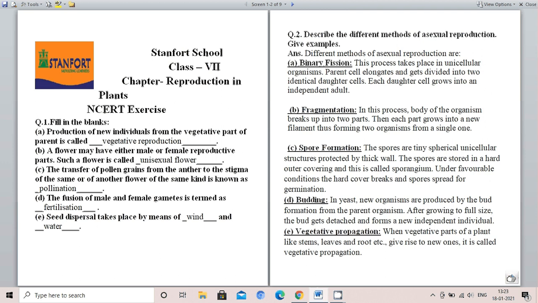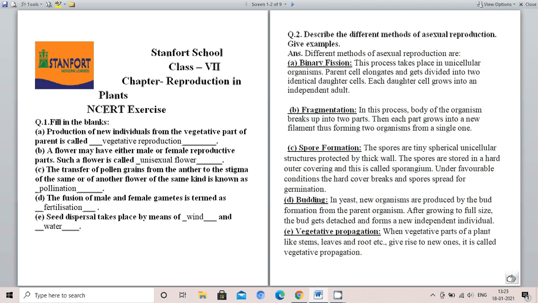Next we have spore formation. As I have told you, the spore formation is basically a kind of multiple fission in which the spores are formed in unfavorable conditions, having a thick wall, that is a cyst, which protects the spores, known as sporangium. Under the favorable conditions the covering breaks and the spores are spread for germination. It is known as spore formation and it can be seen in rhizopus.